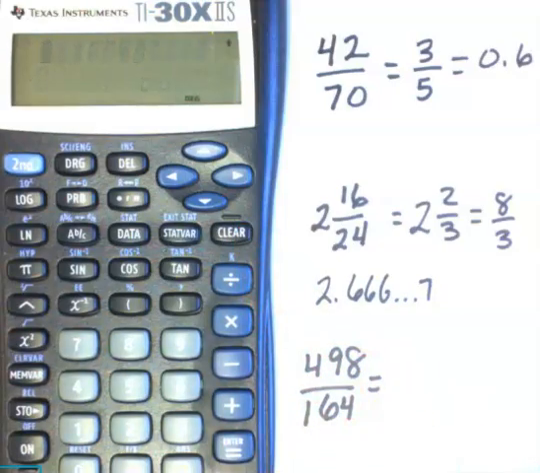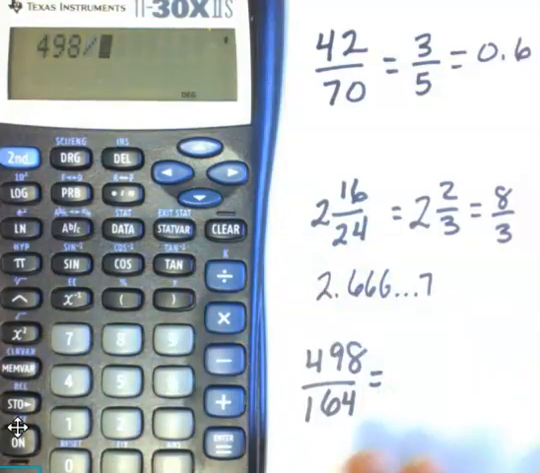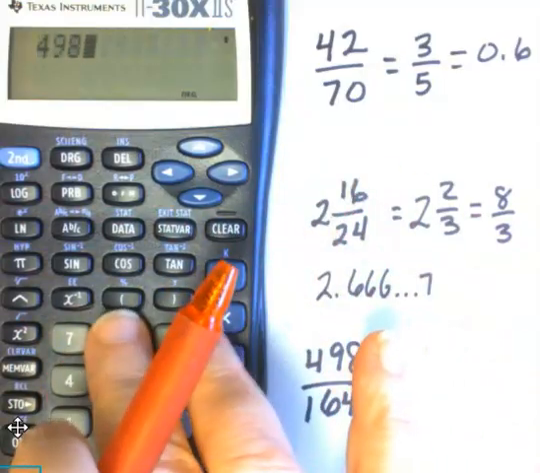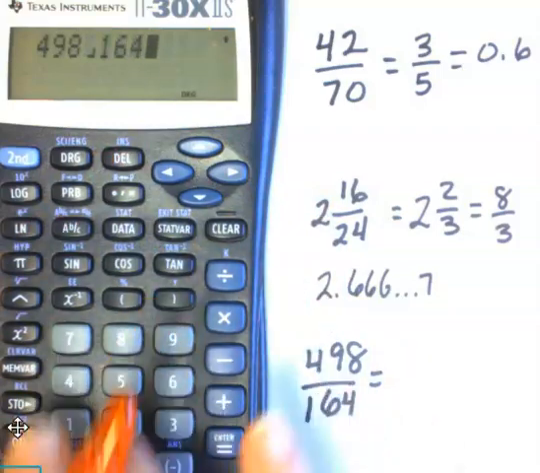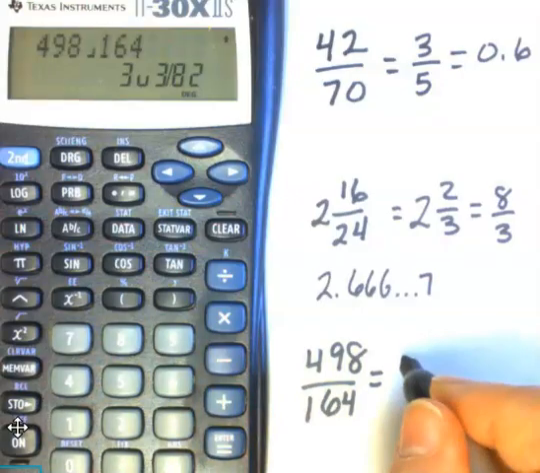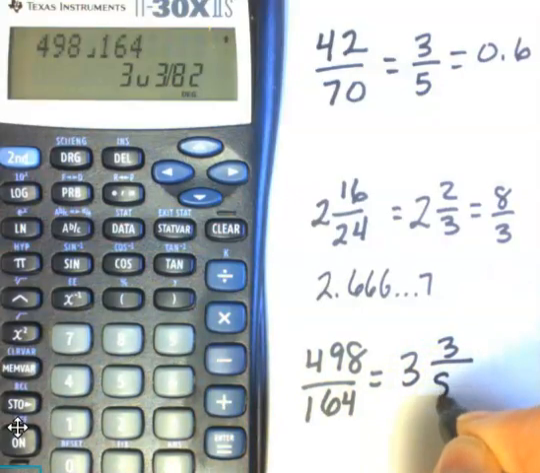Let's look at this last example. 498 divided by 164. 498 fraction button, 164. There we go. That gives me a simplified mixed number. 3 and 3/82.